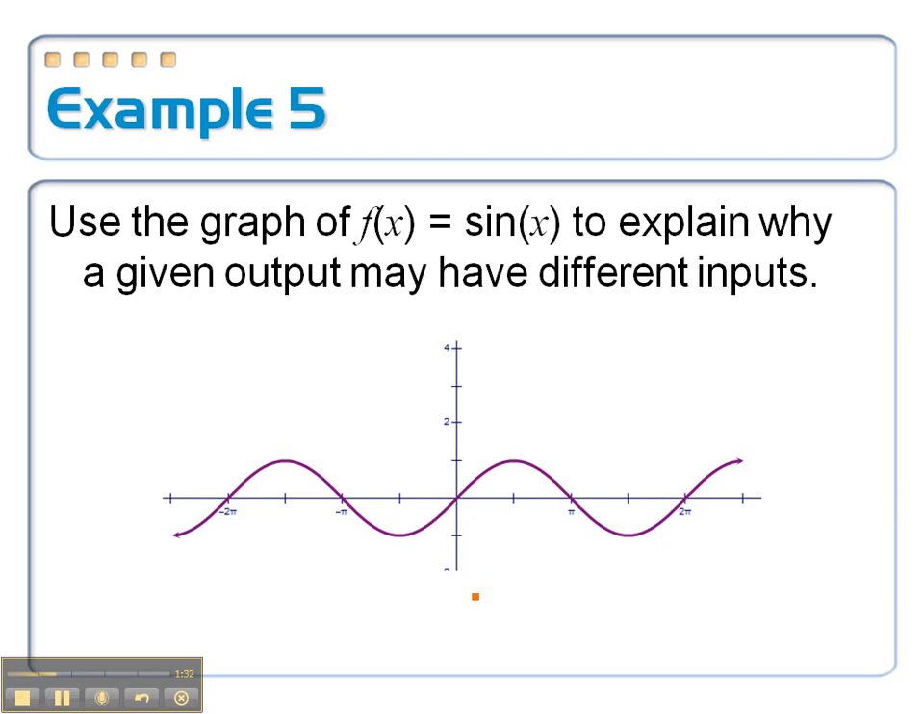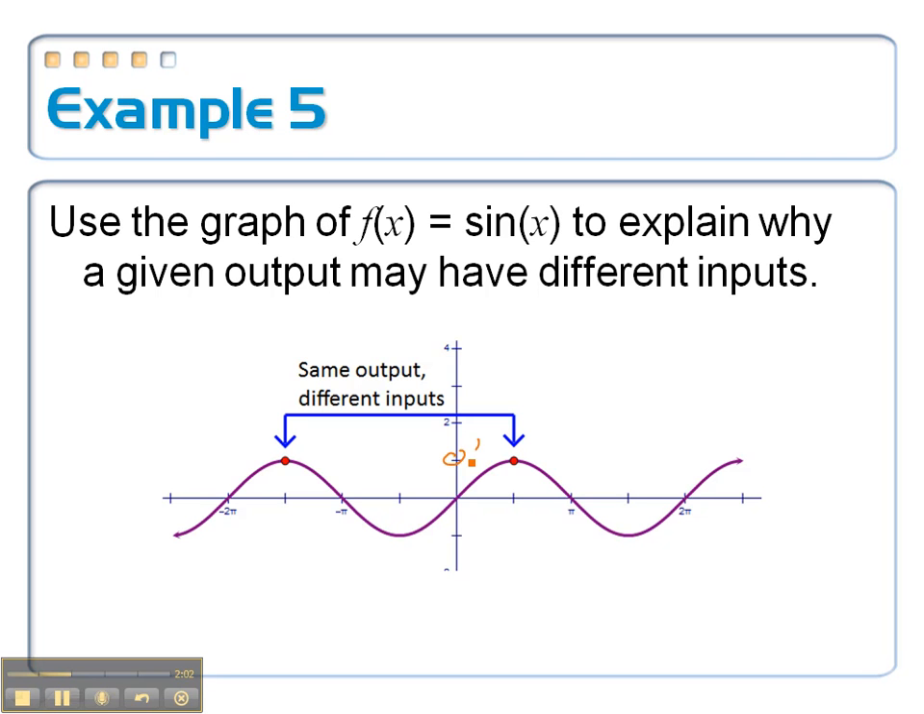So the question is, how does this show me that any given output could have different inputs? We'll take a look at these 2 points. Both of them have the same y value of 1 right there. That has a value of 1 if we were to stick in the x value, and so does this one. They have the same output, but they have different inputs. As a matter of fact, there's an infinite number of these things.